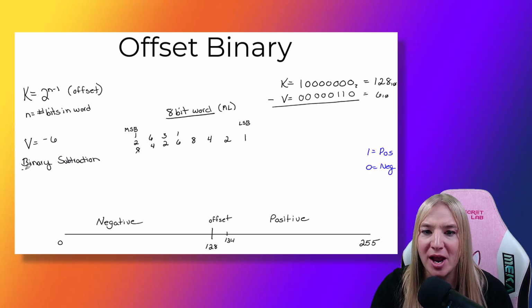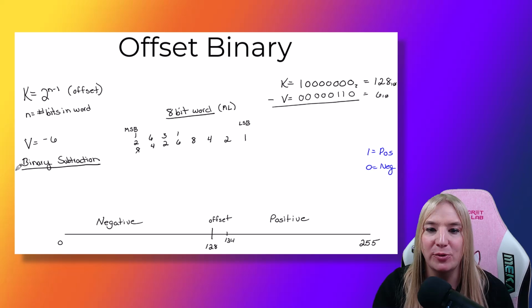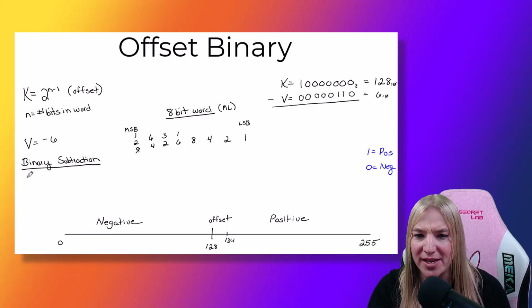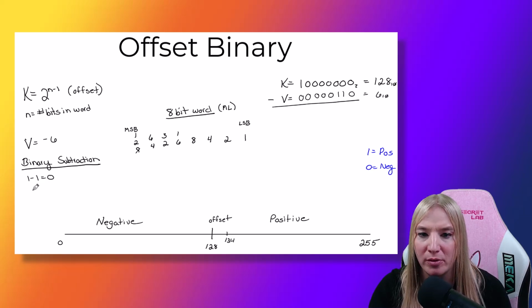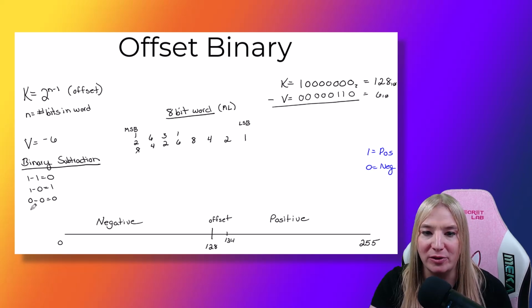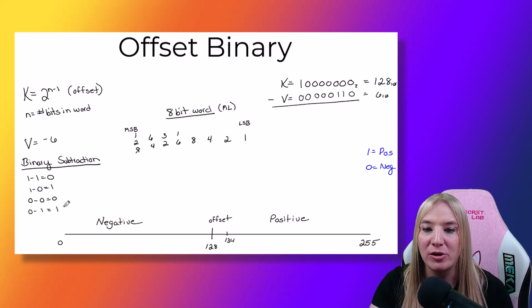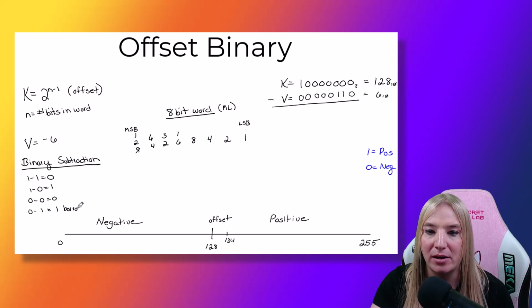So binary subtraction is a little bit different. Most of these rules are pretty easy; there's only one that's a little bit weird. 1 minus 1 equals 0, 1 minus 0 equals 1, 0 minus 0 equals 0. The weird one is 0 minus 1. What do we do with this? Well, we output a 1, but we also borrow 1. This will make more sense in a second.